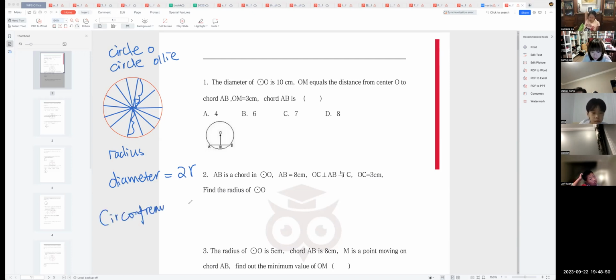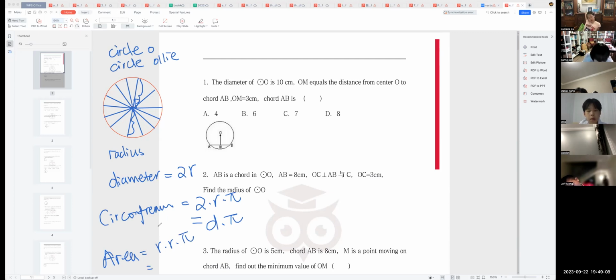With the radius and diameter, we can calculate the circumference, which Jeffrey just told me. So circumference equals what? Equals 2 times radius times pi, or diameter times pi. And we can calculate the area equals pi times r times r, or diameter divided by 2 times diameter divided by 2 times pi.